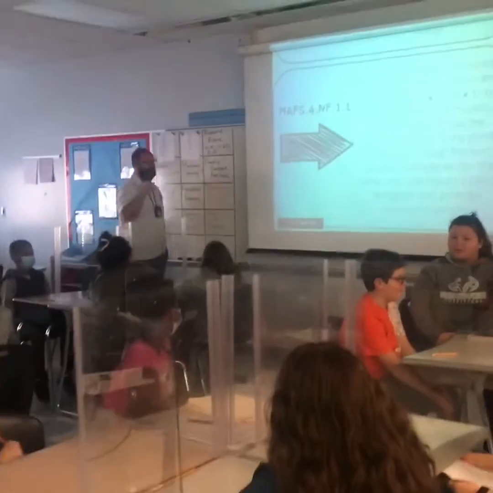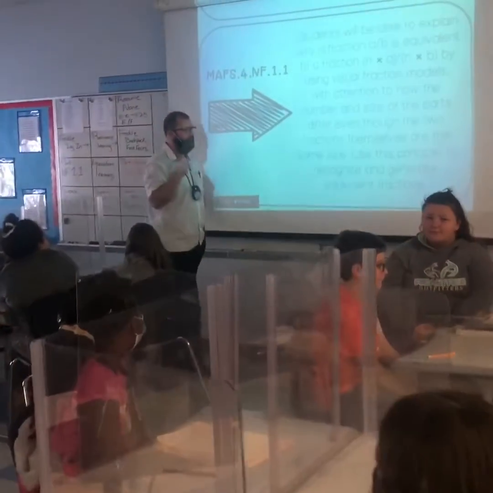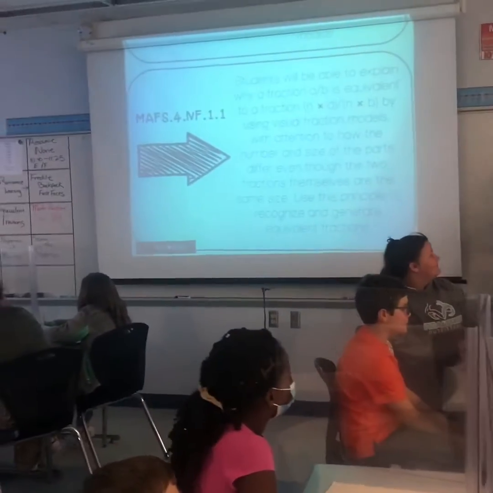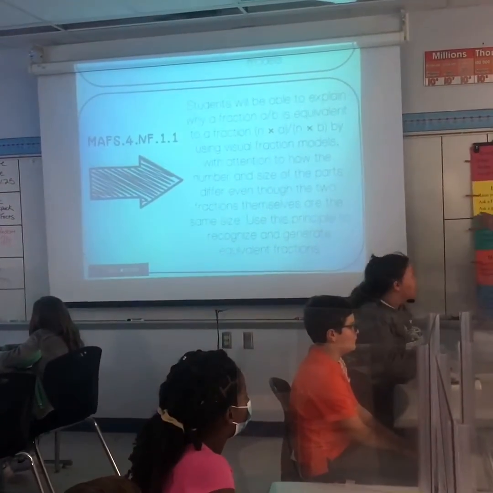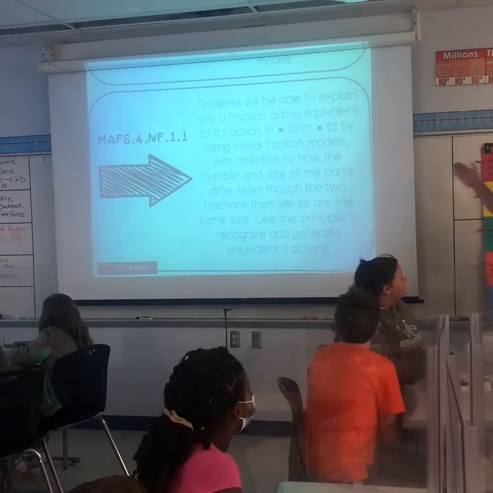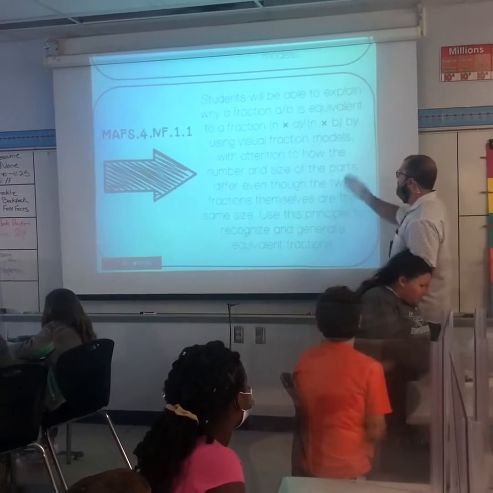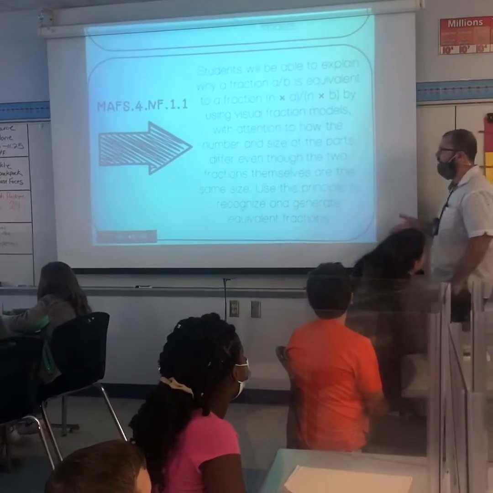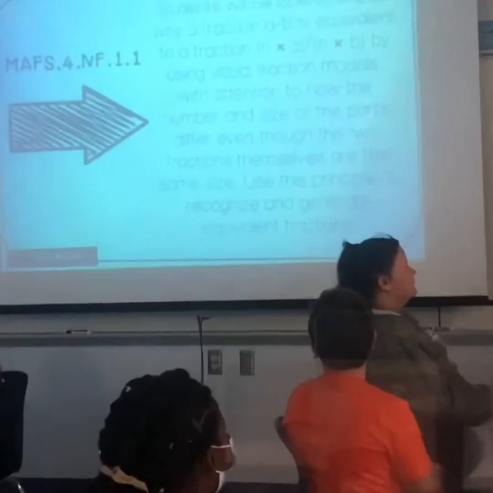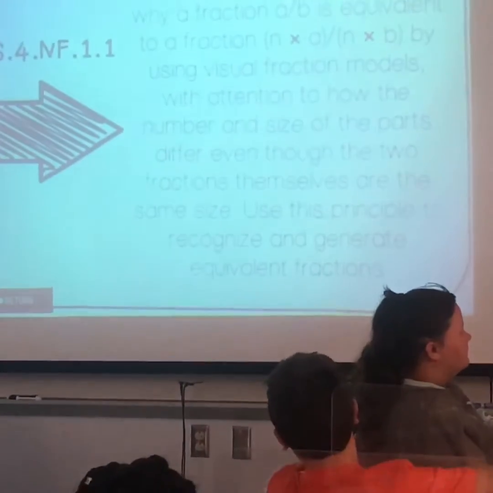Good side, then just greet her and say, my name is Tape Diagram. She will be your best friend forever. Now, with that said, this is our standard. Fractional models, we're focusing on that tape diagram. We're going to see how the number size of the parts differ even though the two fractions themselves are the same size. They're different, but they're the same.